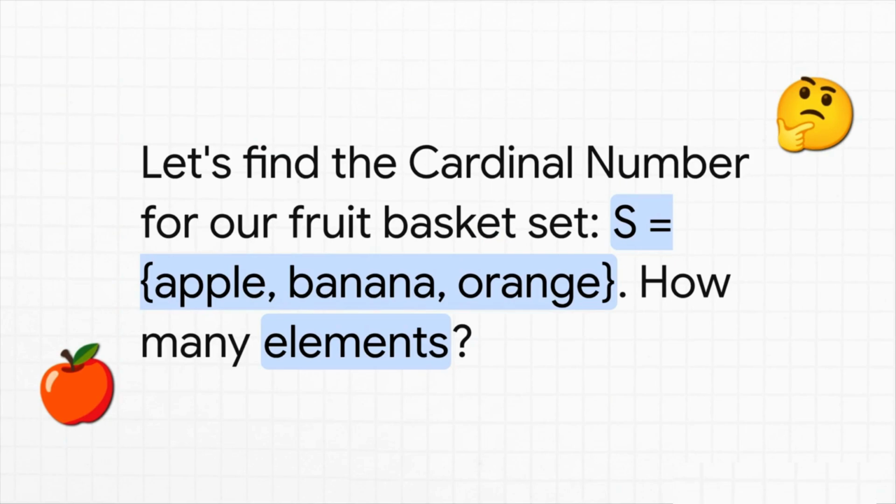Okay, let's go back to our trusty fruit basket. We have our set S equals apple, banana, orange. So what do you think its cardinality is? I mean, how many different fruits are in there? 3. That's it. The cardinality of S, or |S|, is 3. For finite sets, it really is that straightforward. You just count them up.